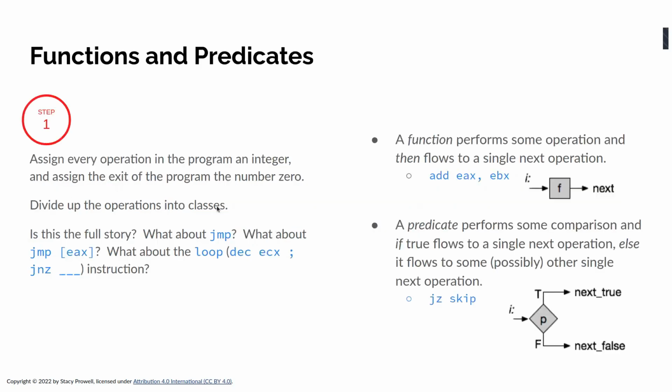What does the proof look like? So step one, go to your program and give every node a number. Just start numbering them. For an assembly program, that's easy because they have addresses, so just use their address. And so we divide the operations up into functions, and predicates. And sometimes we have to take an instruction and split it apart, but that's life.